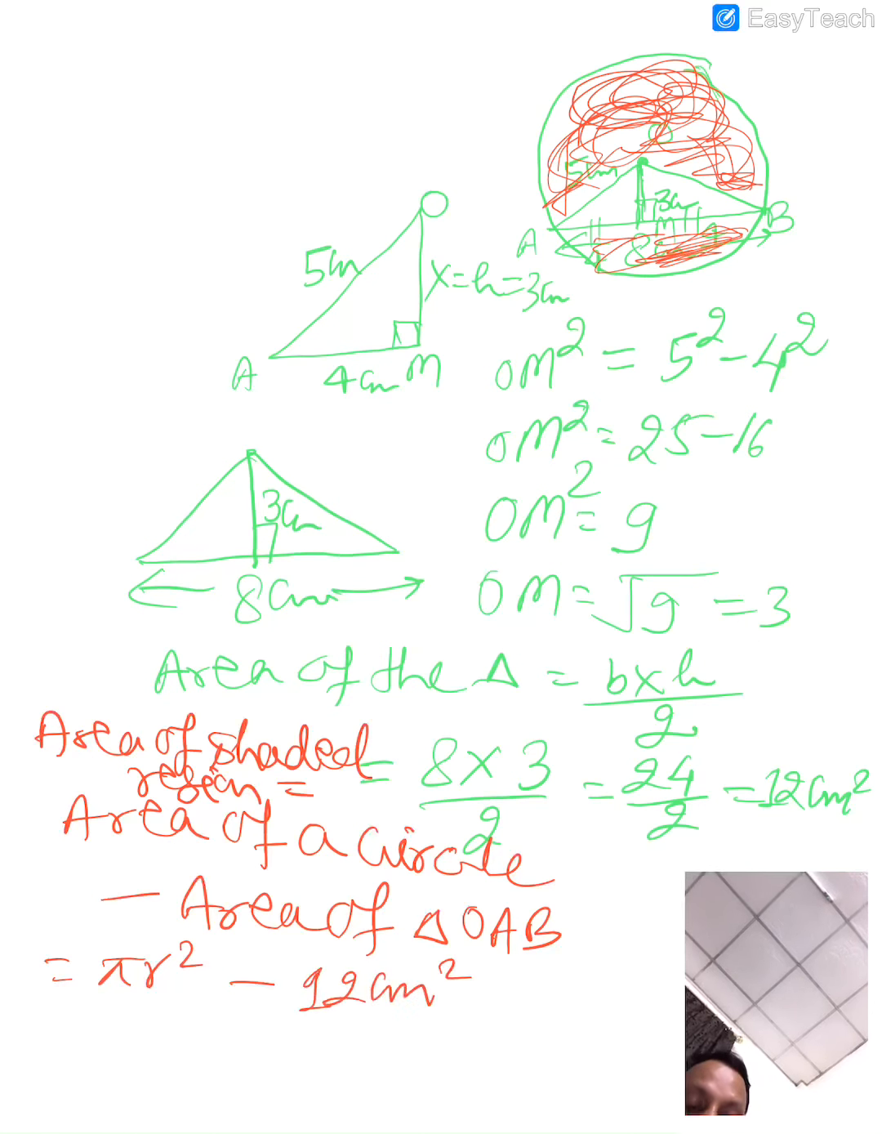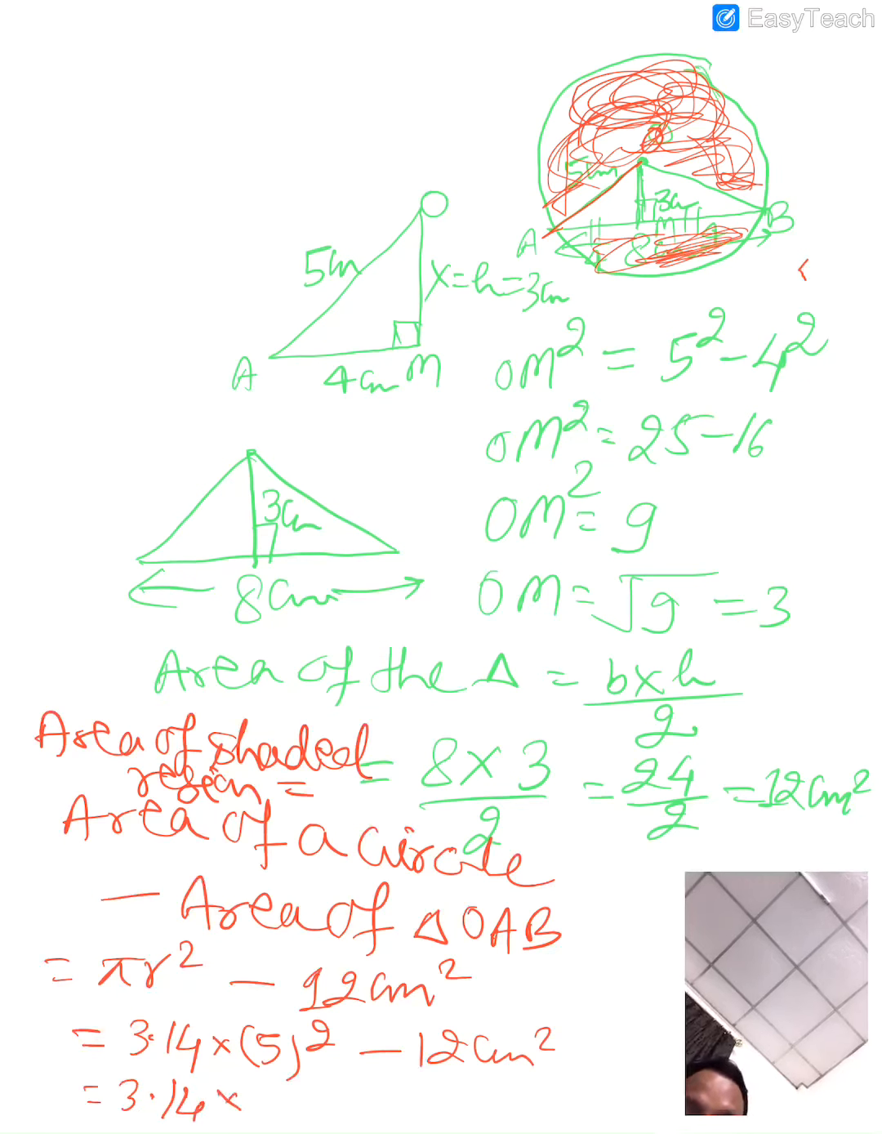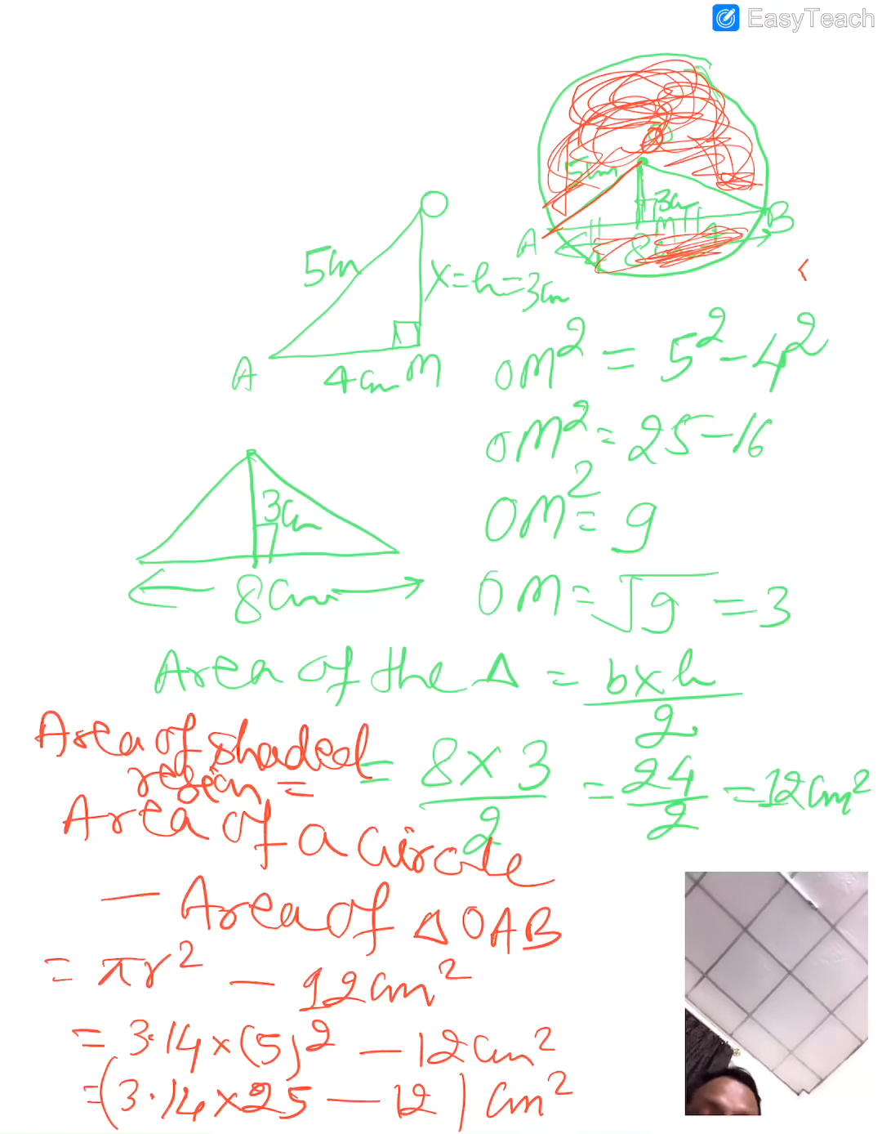that is 12 centimeter square. The pi value is 3.14 times the radius, which we have in the circle. As you know, this is 5 centimeter. I'm just introducing this because it is so messy here with the red color. So this is 5 square, and minus 12 centimeter square. So 3.14 times 25 minus 12, you solve that in the calculator, and that would be your shaded area.